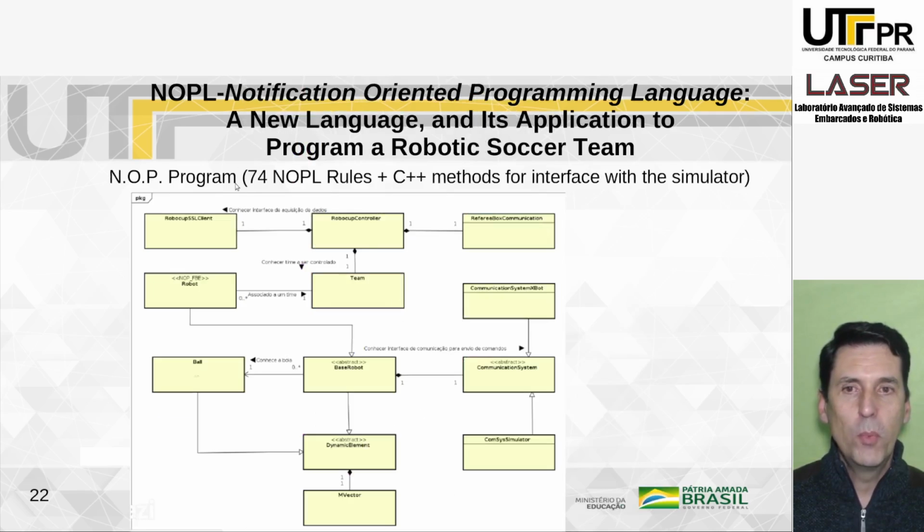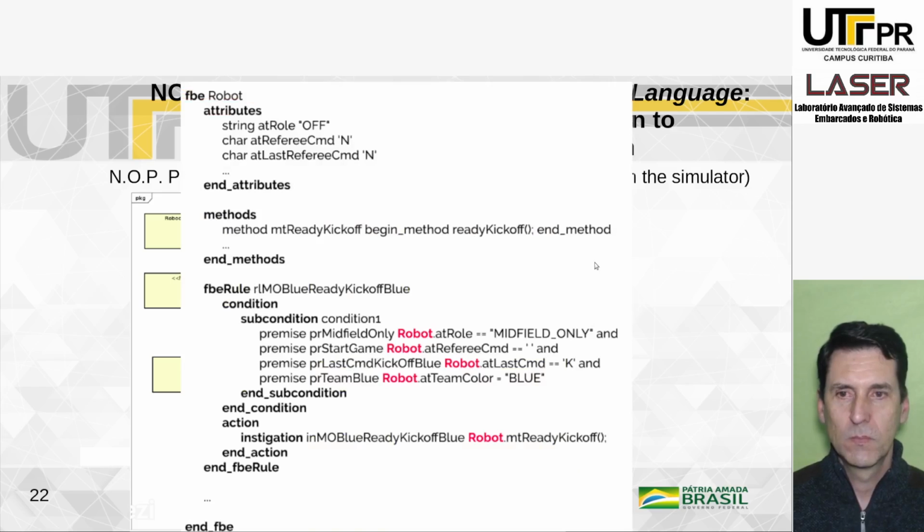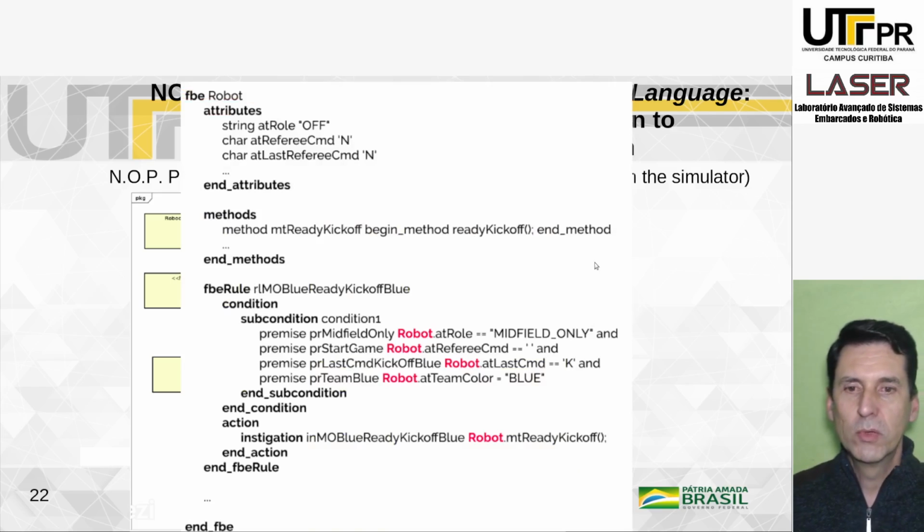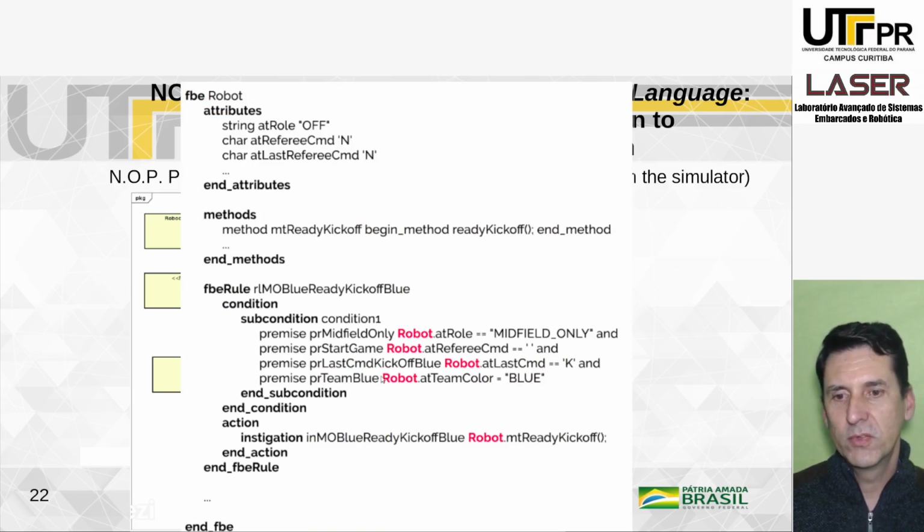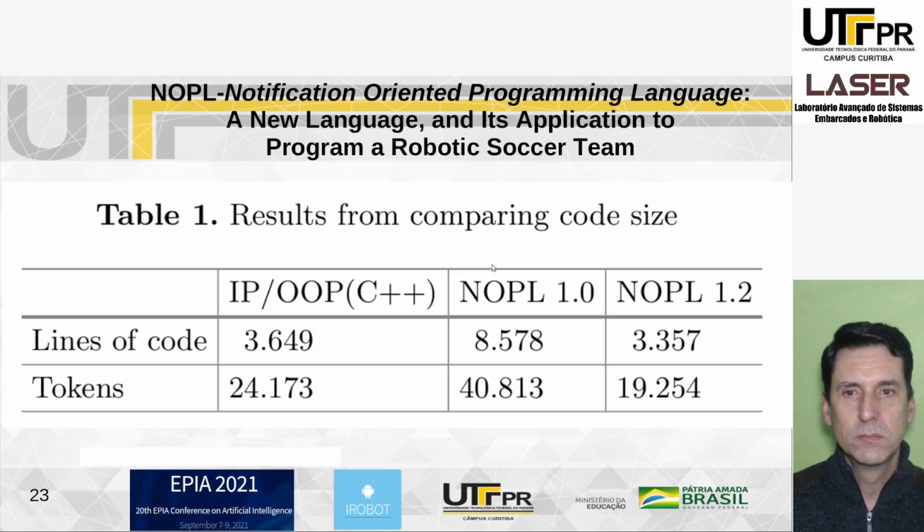So, with NOPL, we were able to build the complete system to control all 6 robots with only 74 NOPL rules, plus methods to interface with the simulator. And here is the source code of NOPL 1.2 that has 72 rules with this form, and the robots with the attributes, the ball, and so on.